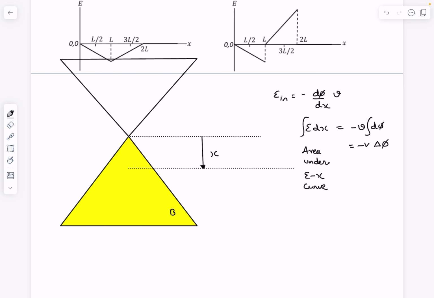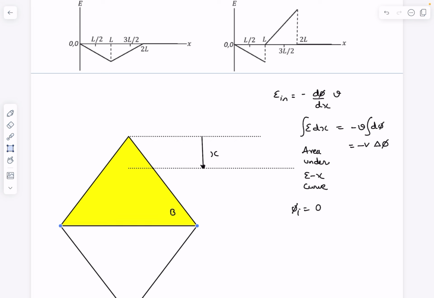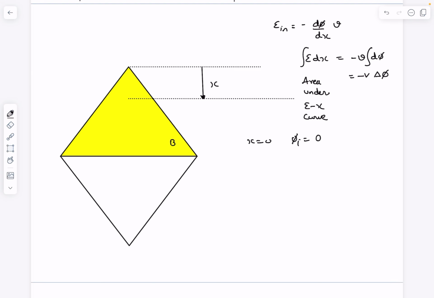the flux through our loop is 0, right? So the initial flux would be 0. Now after covering a distance of L, it will reach this configuration, and after covering another distance of L, it would reach this configuration. This was at x equals 0, and when it covers a distance of x equals 2L, the flux again becomes 0. So now if I observe between x equals 0 and x equals 2L, the change in flux is going to be 0. My area under the EX curve should turn out to be 0 if I consider the x values from 0 to 2L.